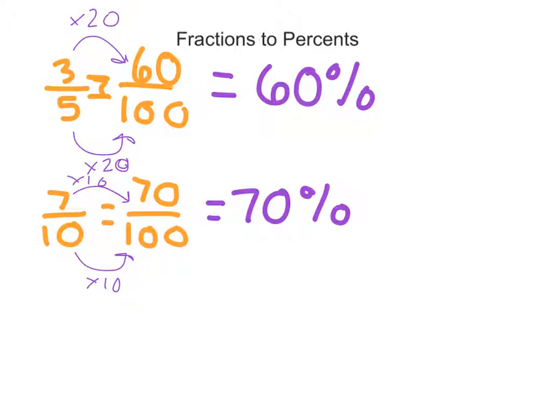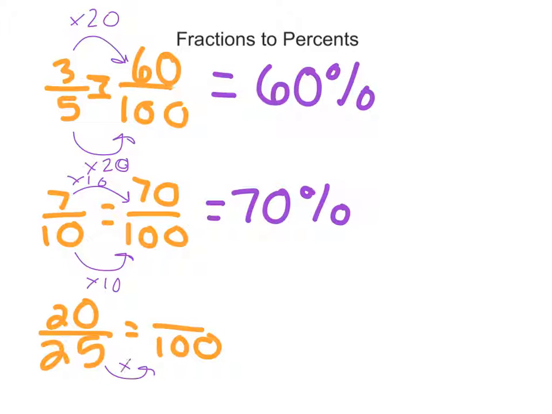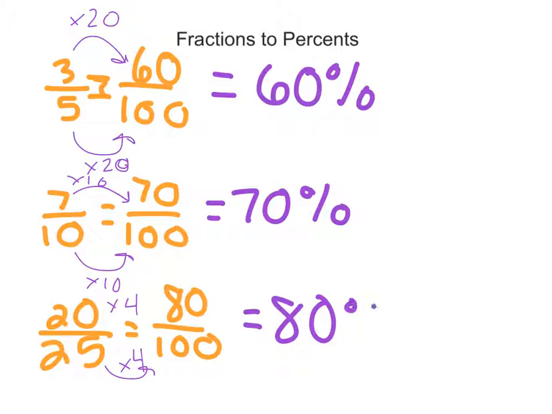Do one more example of this. 20/25. Again, denominator needs to be 100. To get from 25 to 100, we would multiply by 4. Same thing to the numerator. 20 times 4 gives me a new numerator of 80. 80 out of 100 means 80%.